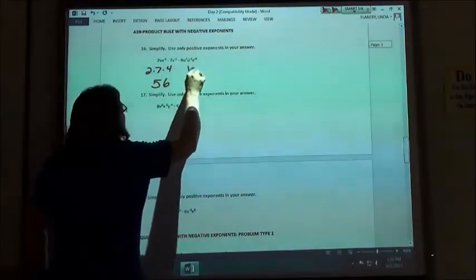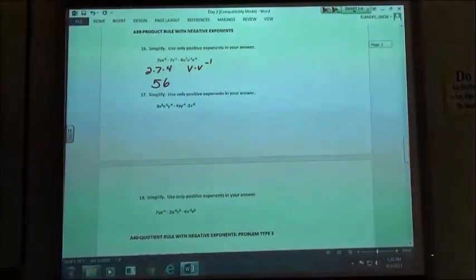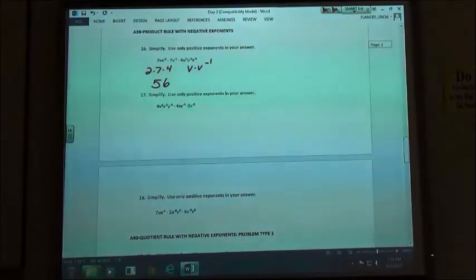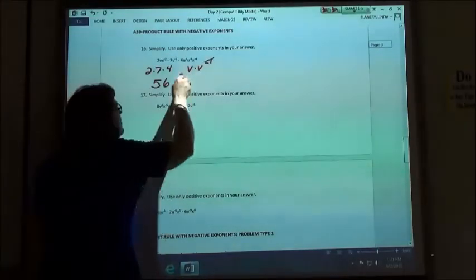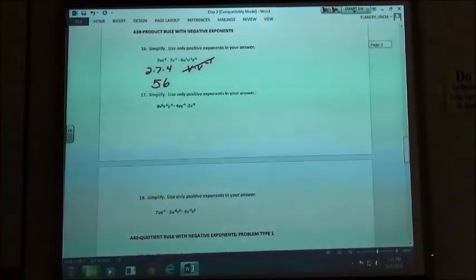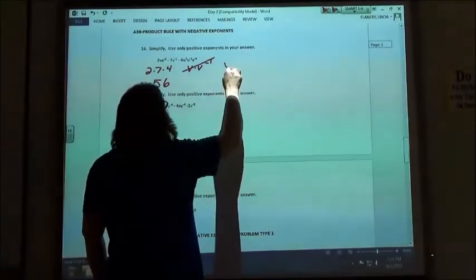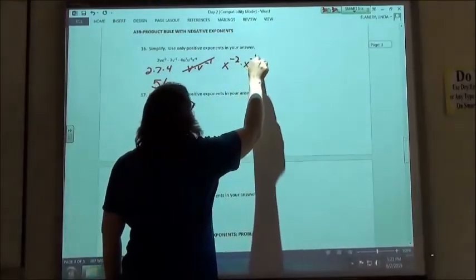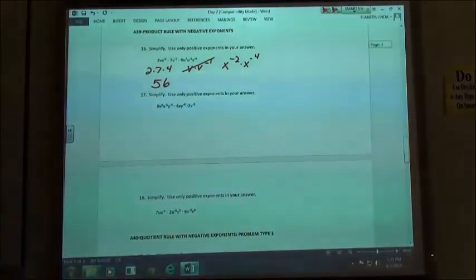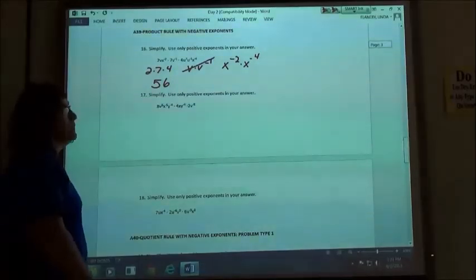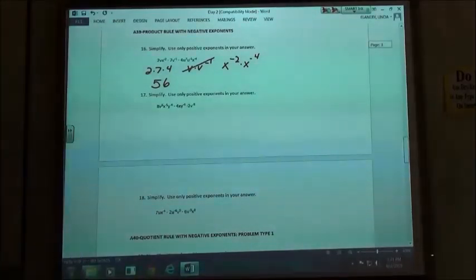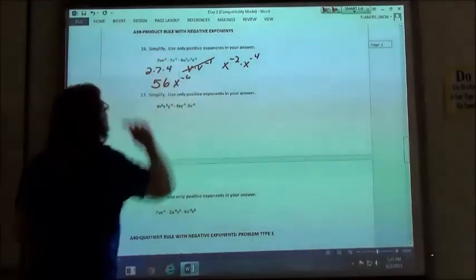If I have v times v to the negative 1, what would I get? I get 1 because v to the 0 power is 1. But when I take 1 times 56, it's still going to be 56. So I'm just going to cancel that out of there because v to the 0 power is 1 and I don't need the 1 there. If I have x to the negative 2 times x to the negative 4, I would get x to the negative 6, because I'm going to add them together. I'll worry about the negative in a little bit.